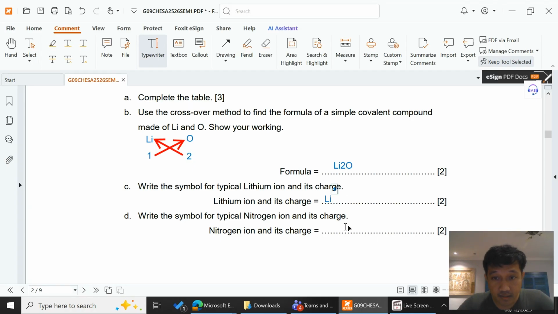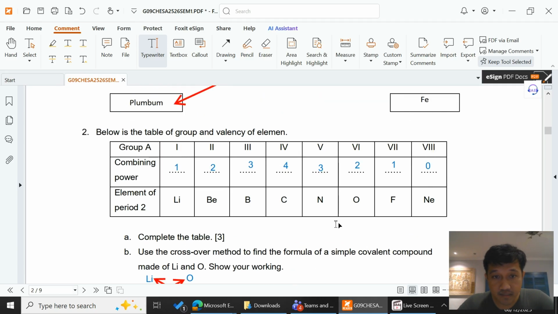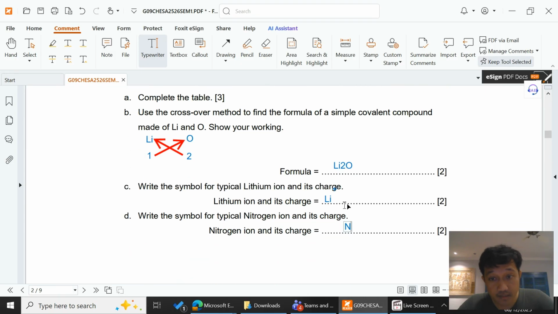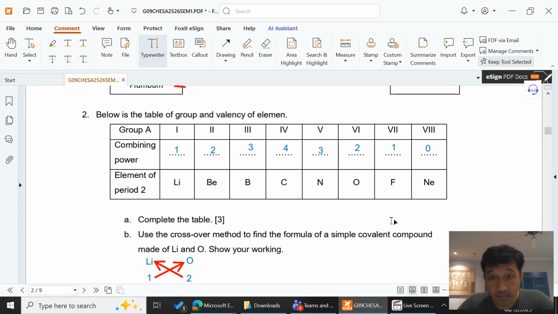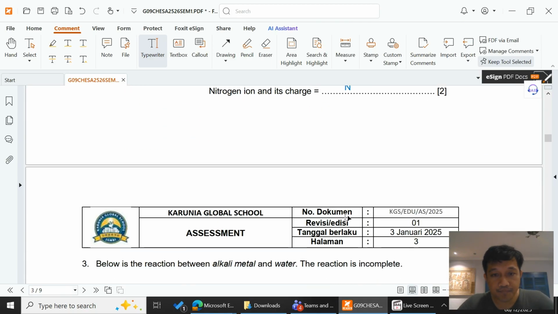What about nitrogen? Well, the same thing. Nitrogen, let's check it first. Is it more to the left or more to the right? Since it is more to the right, it becomes negative. And the combining power is 3. So negative 3. That's it.